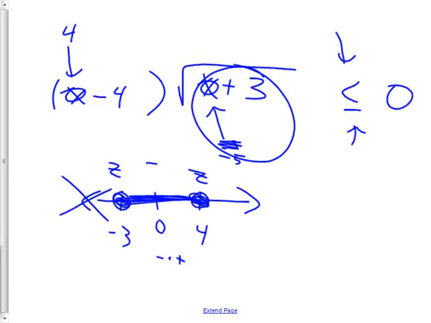And you just have to test the last little area. I put in a 5. If you think I made a mistake, please tell me. Double check yourself first. Positive times positive would make a positive, and I don't want positive. I want less than 0, so that doesn't work over there. So, final answer, it looks like from -3 to 4 with brackets this time. Did I do that right? I think I did.